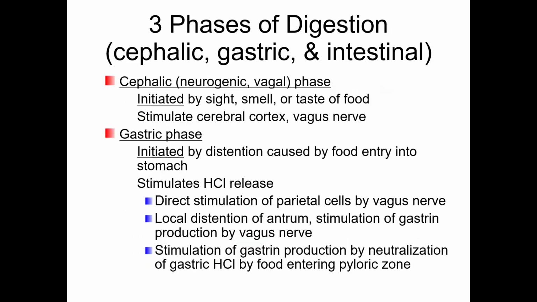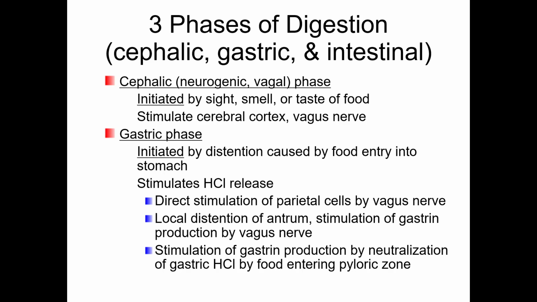There are 3 phases of digestion: the cephalic, gastric, and intestinal phases. Cephalic phase is the neurogenic or vagal phase. We call it the vagal phase because it involves the vagus nerve. It's initiated by sight, smell, or taste of food. Stimulate the cerebral cortex and the vagus nerve.